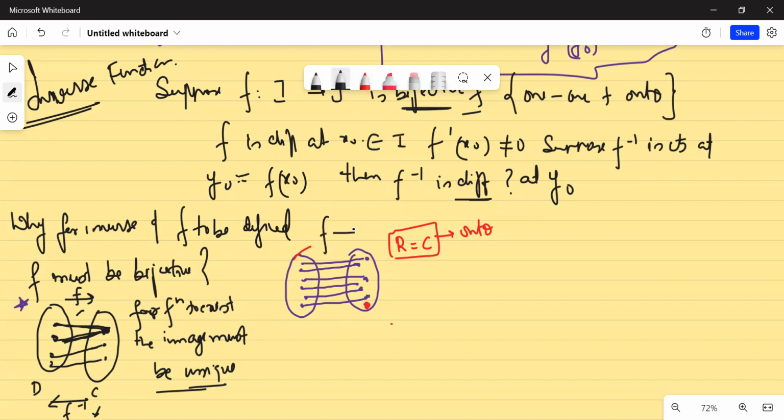Now let's say this is your function. If I have to define my inverse, then what will happen? This codomain will become the domain, and this particular domain of the function f would become the codomain of f inverse. Is that clear?